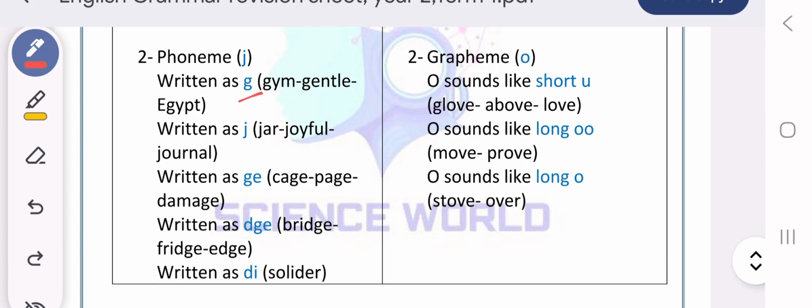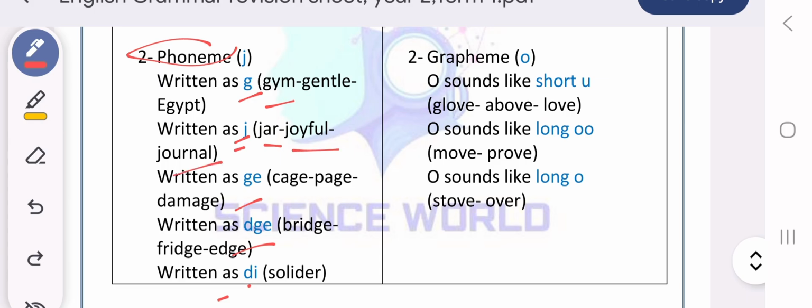Now I heard j, j, j. But when I look, it's not J. But this is what I hear. This is the phoneme. It comes from phone. Hello, hello. Phoneme, what I heard. So it can be written as letter G, like gem, gentle, Egypt. It can be written as letter J, like jar, joyful, journal.